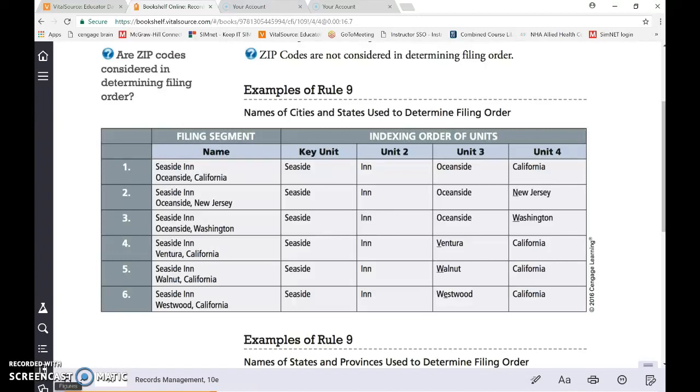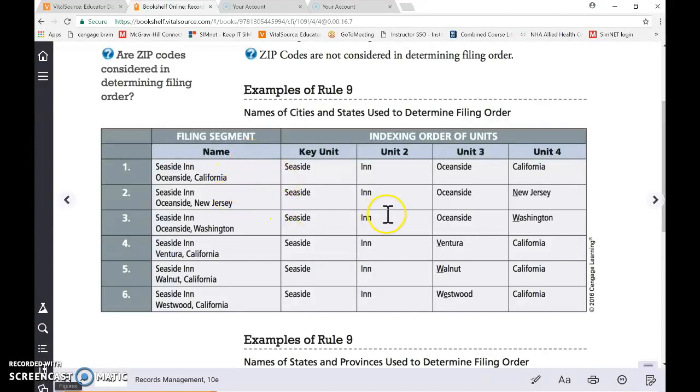We're going to talk about Chapter 5, which is Indexing Rules 9 and 10. Rule 9 talks about the same names or identical names. For example, if you see here, the Seaside Inn is the name of every one of these filing segments, but you'll notice that they are in different cities and states.